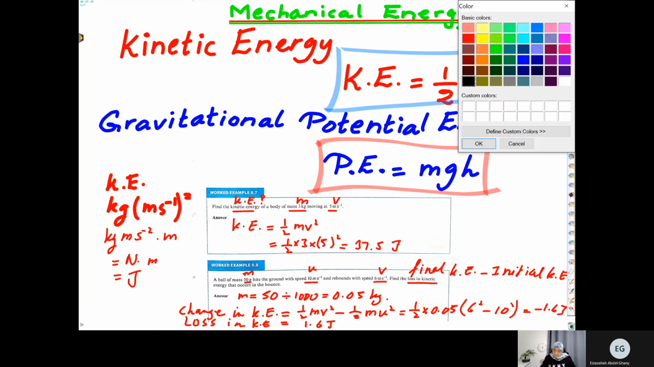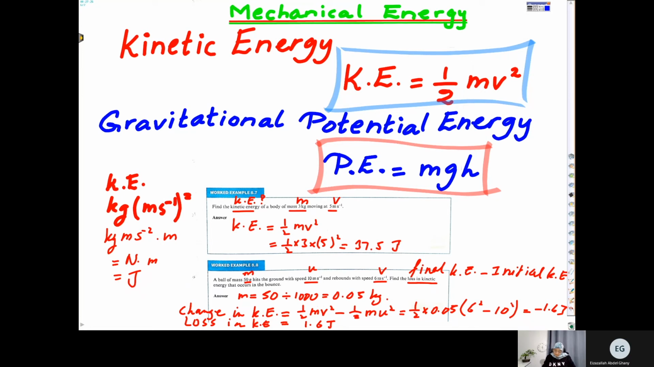By the way, I'm reminding you, if you need to find the initial kinetic energy, or kinetic energy before rebounding, you calculate it as half multiplied by mass multiplied by 10 squared. And kinetic energy after rebounding is half multiplied by mass multiplied by 6 squared. You find both of them and then subtract.